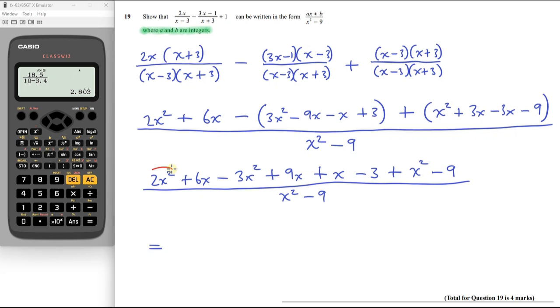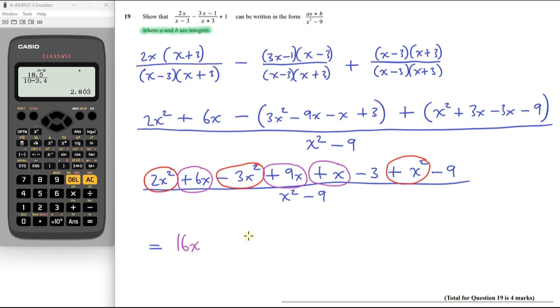We've got 2x squared minus 3x squared. That's going to be negative x squared, and then plus x squared, well, that's just going to be 0. Negative x squared plus 3x squared is just 0. So all three of these terms just cancel. Now, if we focus on the x terms, we've got positive 6x plus 9x, that's 15x, plus another x, that's 16x, and I think that's all of them.